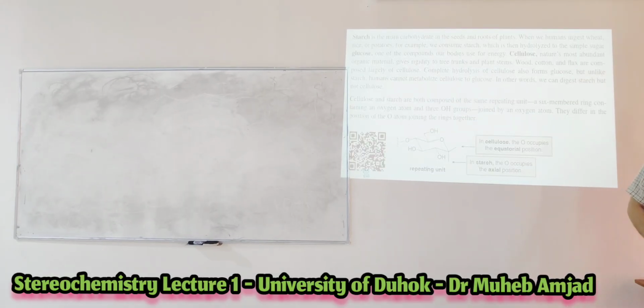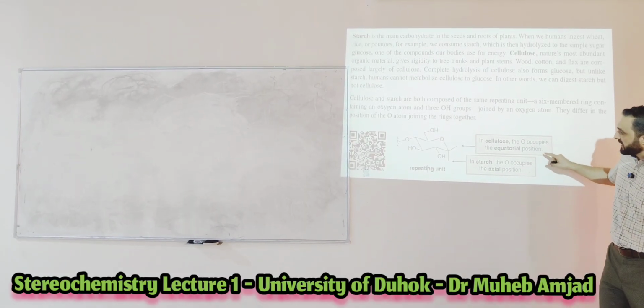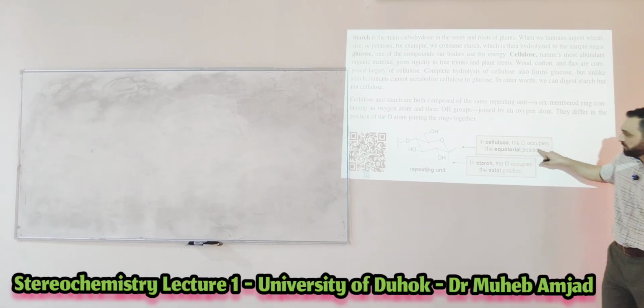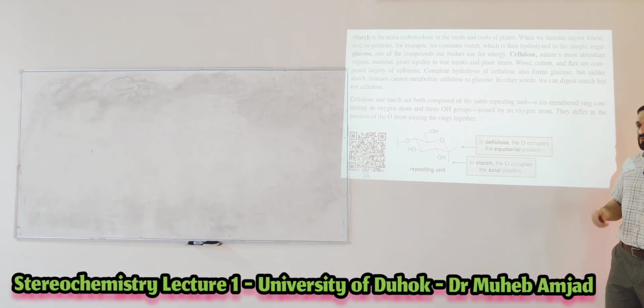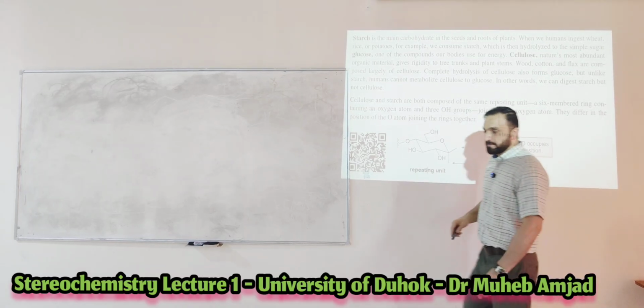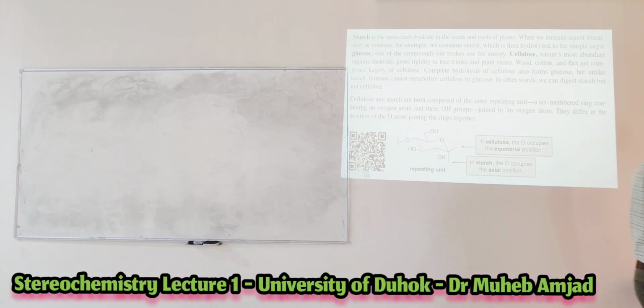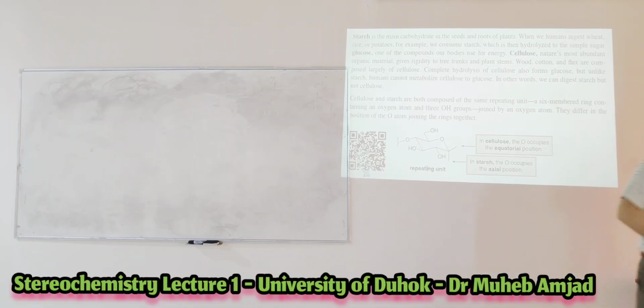Okay, so in cellulose, the oxygen will be occupied here. It will be bonded from the equatorial position. Okay, now what is the meaning of equatorial? Do you know what equatorial means? Equatorial means the center, with the plane of the molecules.